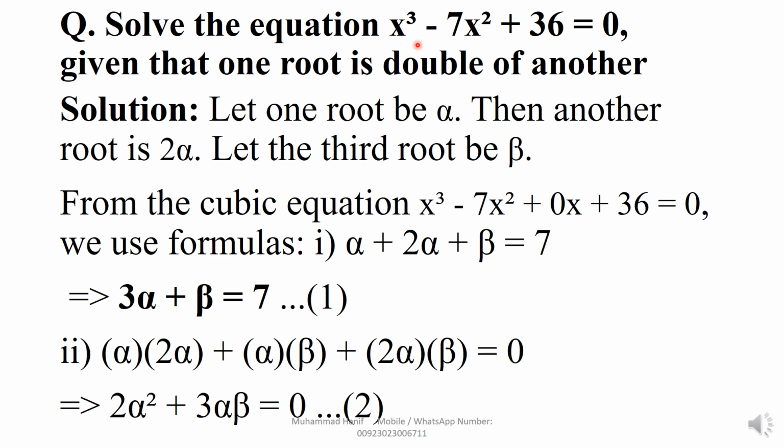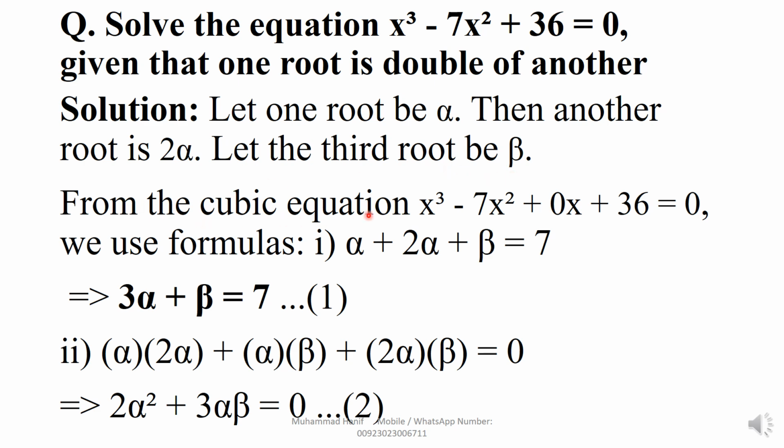Now you can see, suppose the first root is alpha. According to the question, another root is 2 alpha. Why do we use 2? Because here it is given double. Double means 2 alpha. Let the third root be beta.